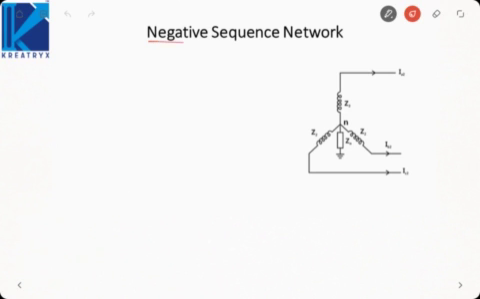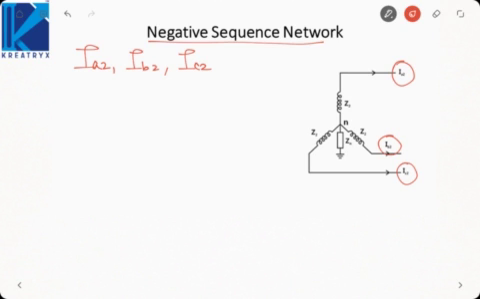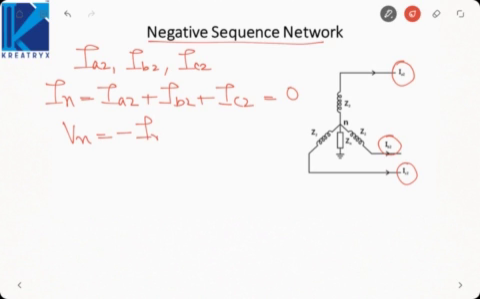Next is the negative sequence network. Similarly, in negative sequence I have considered only the negative sequence currents, that is IA2, IB2 and IC2. Now in this case the neutral current will be IA2 plus IB2 plus IC2, which will be 0. Okay, that means the neutral voltage again, which is equal to minus IN into Zn, will be 0.